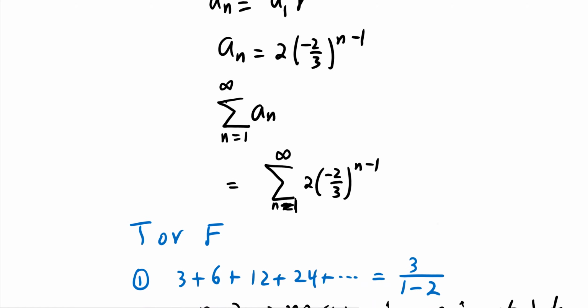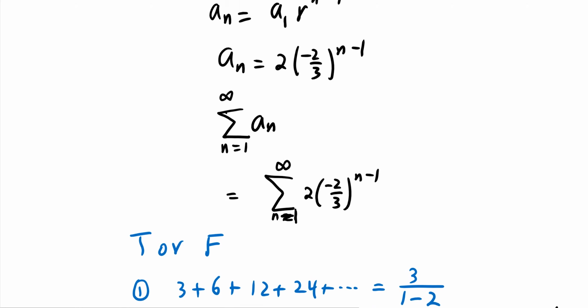Last thing to do is to go over some quick true or false questions. So 3 plus 6 plus 12 plus 24 plus and so on, it's equal to 3 over 1 minus 2. So this is a geometric series. Every time we multiply by 2, so the sum is A1, as you can see, over 1 minus R. It looks good, but this is false.